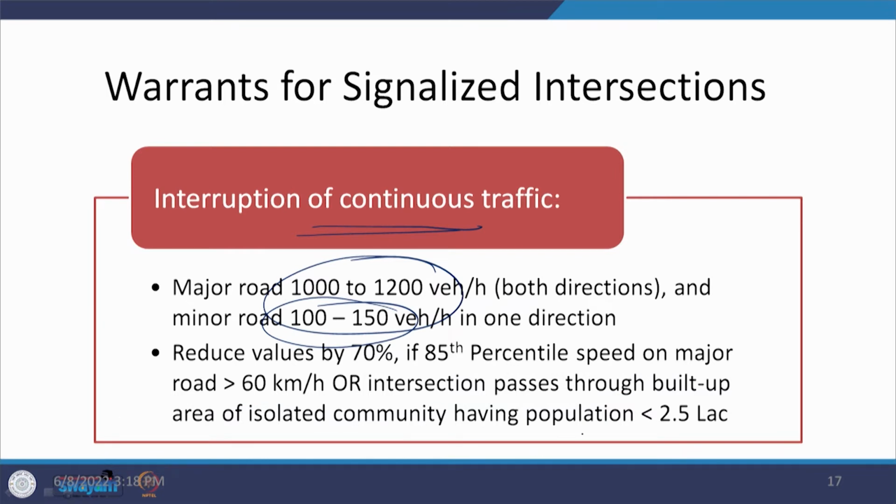And if you talk about the built up area and the population in the isolated community, then this is less than 2.5 lakhs, and that remains the same. But if you talk about the percentile speed, here instead of 50 kilometers per hour, it is now considering 60 kilometers per hour, because we are looking at the continuous, uninterrupted movement of the traffic. And here also, if this is the case, then the values can be reduced by 70%.